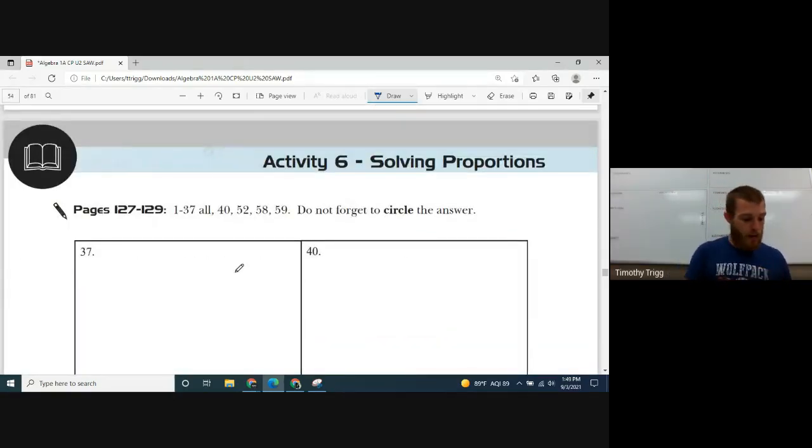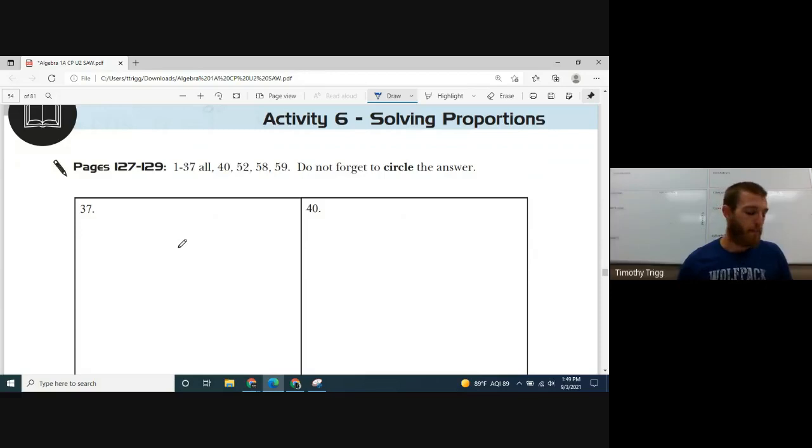37 is on the next page. More word problems. Number 37. Approximately 3 people out of every 30 people are left-handed. Okay, so 3 people out of 30 people. But these 3 are left-handers. So 3 left-handers out of 30 people. How many left-handed people would you expect in a group of 140?